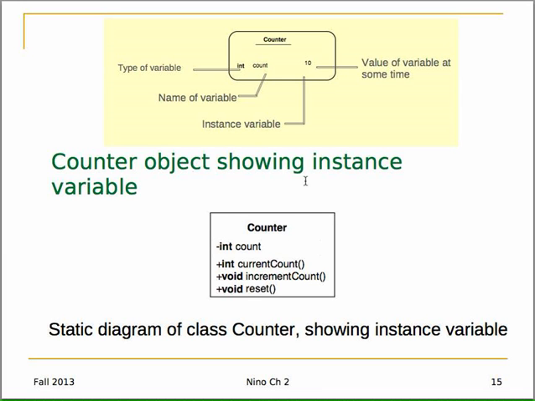Here's the class Counter. It has an int count. An instance of the Counter class is an object with the value 10 in count. So this is the class diagram, and this is the object diagram. How do you tell them apart? The class diagrams have square corners, and the object diagrams have rounded corners. That's how you tell them apart. Once again, counter object, counter class.